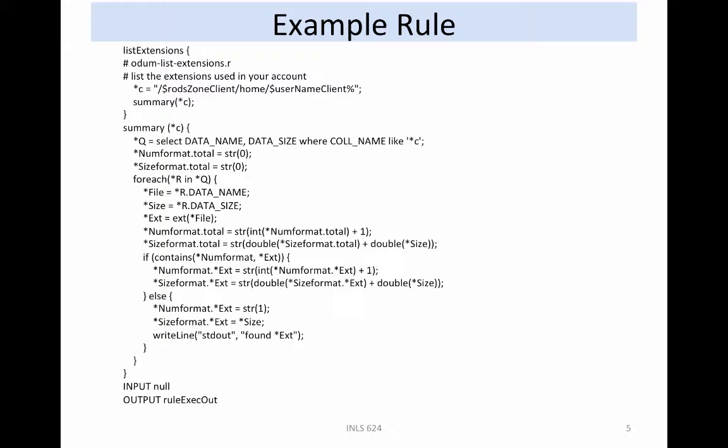A test is made to see if the extension has been previously found using the contains function. If the extension has not been seen before, a new element is added to the list using the extension as the name of the element, the file number is set to 1, and the size is set to the size of the file. If the extension has been seen before, the elements in the list for the extension are incremented.